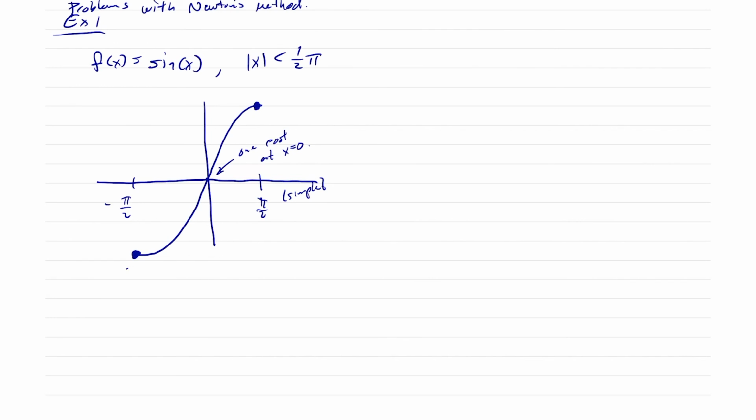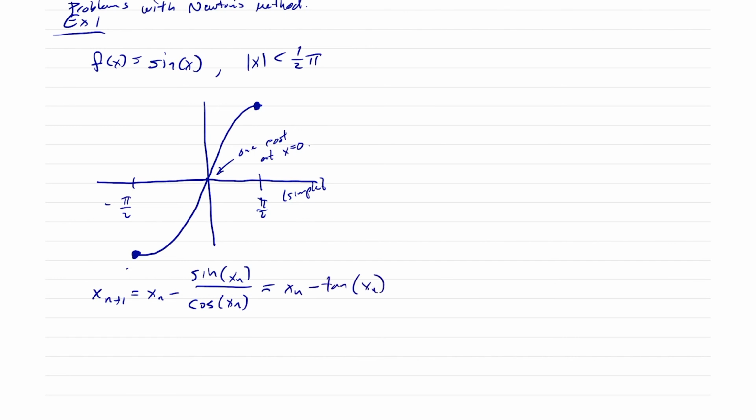So if we try to use Newton's method, what is Newton's method? xn plus 1 is equal to xn minus sine of xn divided by the derivative of sine at xn. And so this is equal to xn minus tangent of xn.